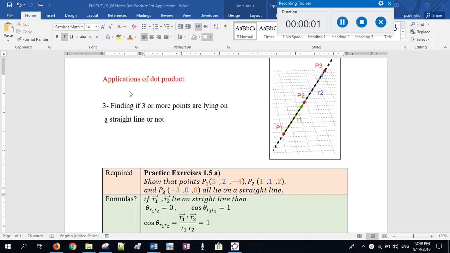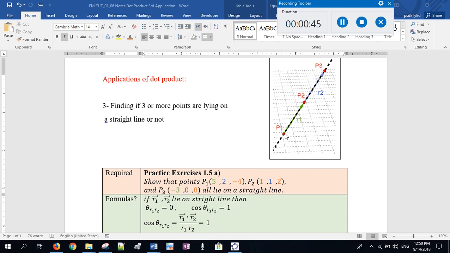The third application of the dot product is finding if 3 points or more are lying on a straight line. We have 3 points P1, P2, P3. If we make two vectors from these 3 points, the first vector from P1 to P2, which we call R1, and the second vector from P2 to P3, named R2, if the 3 points are on the same line, then the two vectors will be in the same direction, as in this picture.